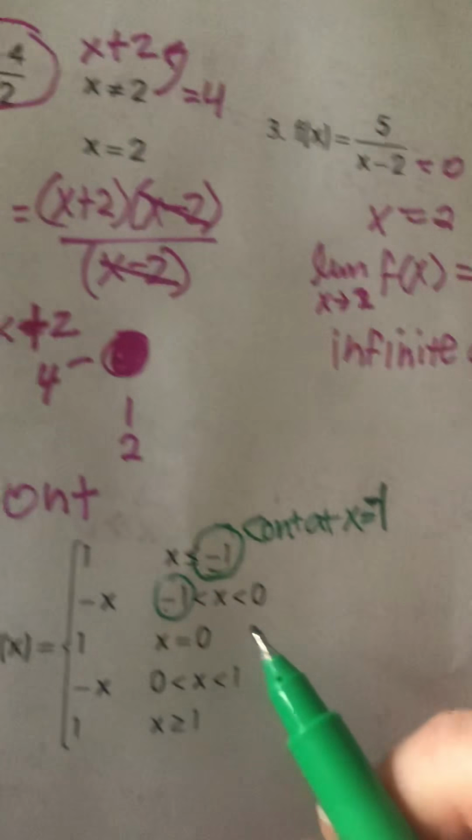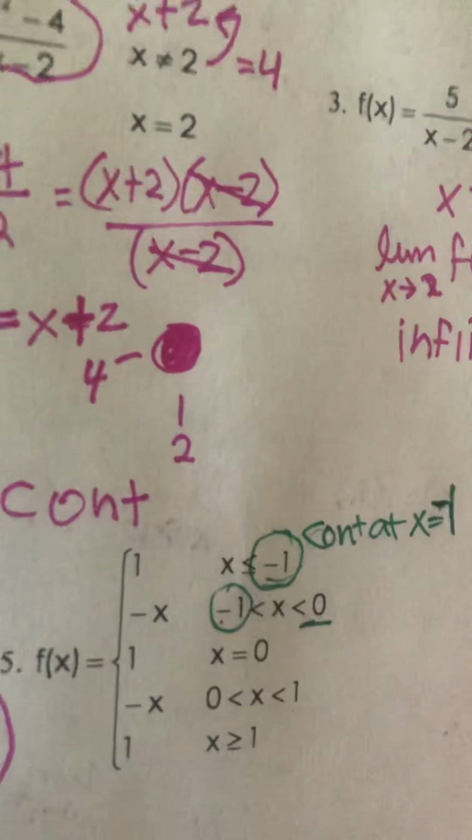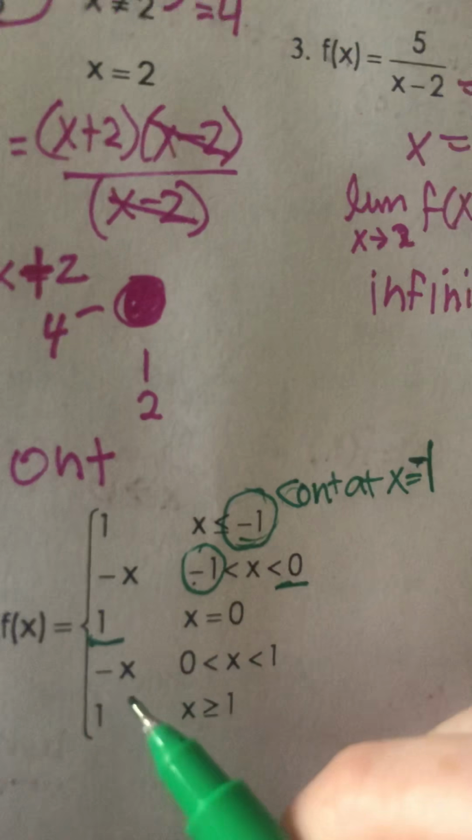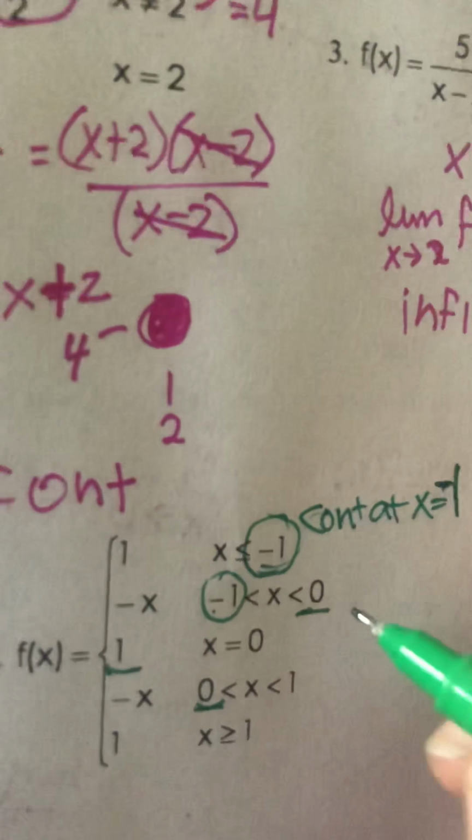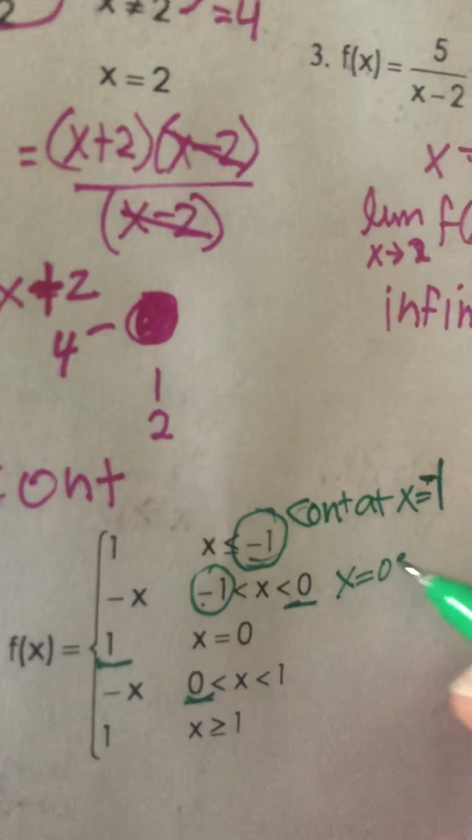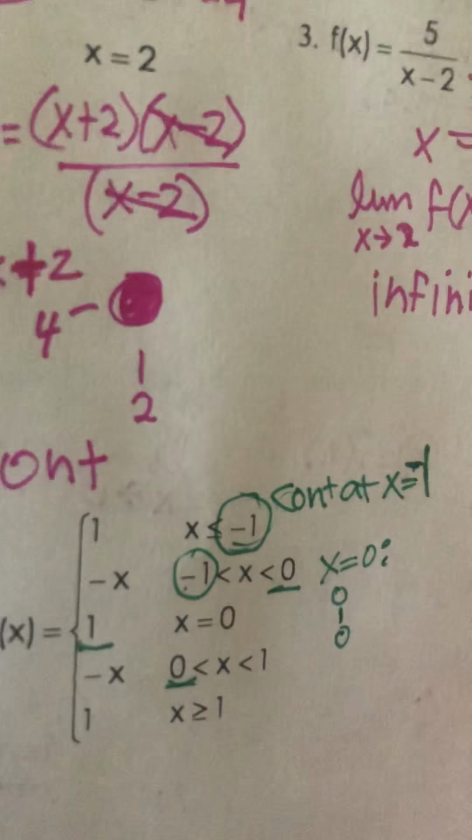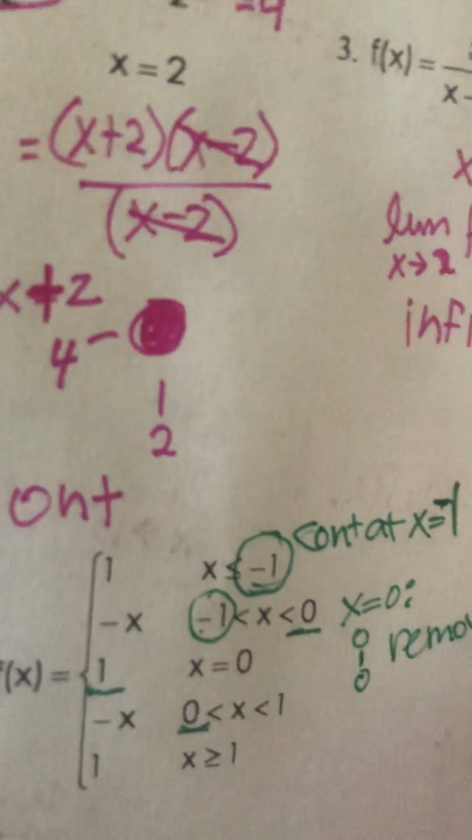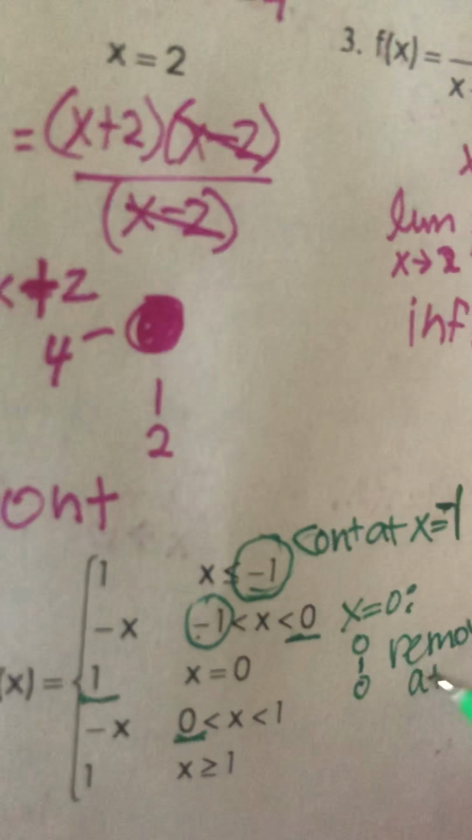Okay, so let's look at 0 now. So if I plug in 0 to the left side, I'm getting 0. And on the right side, if you plug in 0, it's 0. So for x equals 0, on the left side, we're getting 0. The right side, we're getting 0. But at f of 0, it's 1, all right? So that is a removable discontinuity at x equals 0.